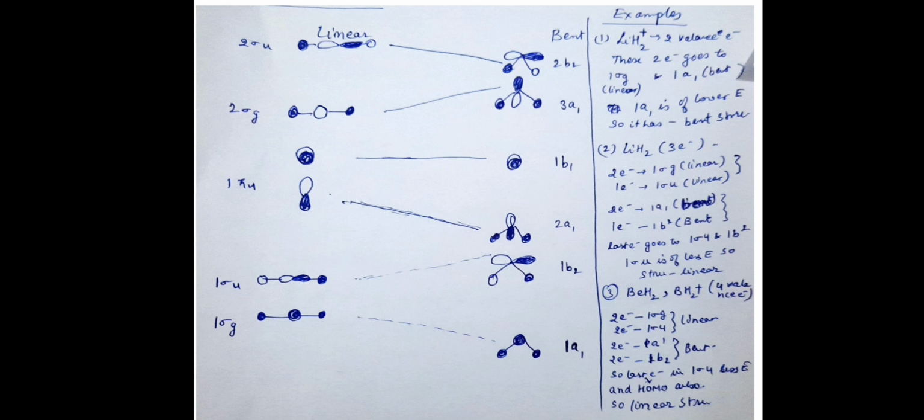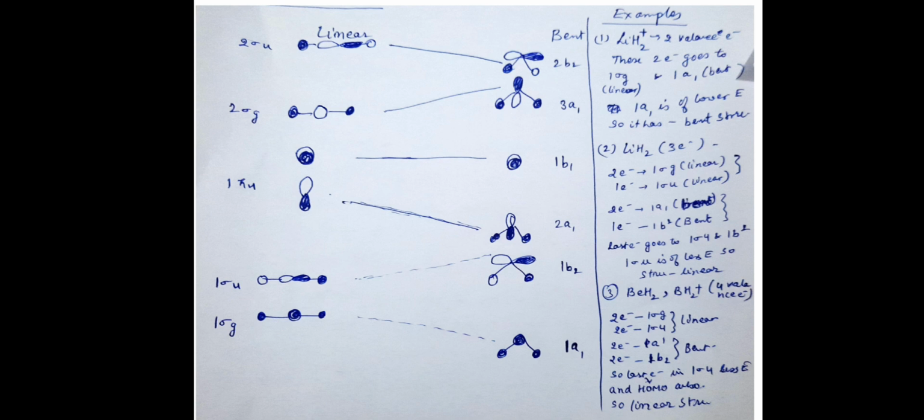Now how can we find out the shape of triatomic molecules? Take examples. On the right side of the slide you see the examples. First is lithium hydride plus, LiH2 plus. How many valence electrons? 2 valence electrons. Lithium has configuration 1s1, 2s1, so 1 electron from lithium and 2 electrons from hydrogen. And here is a plus charge, so we subtract 1 electron.